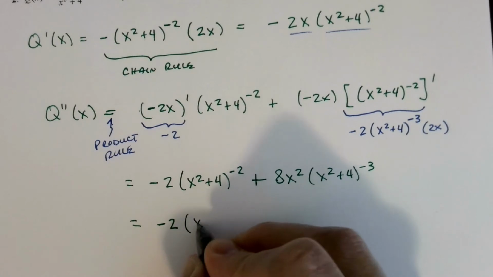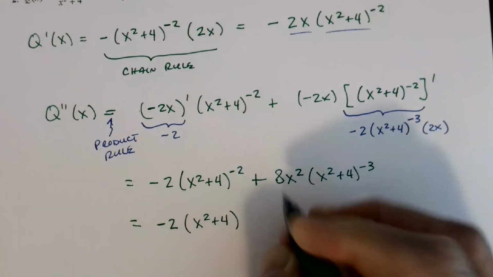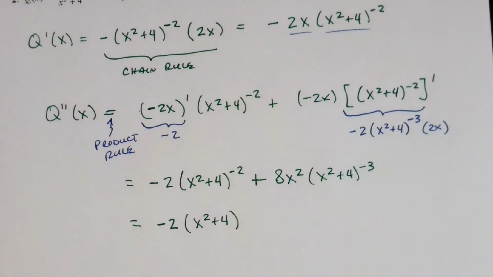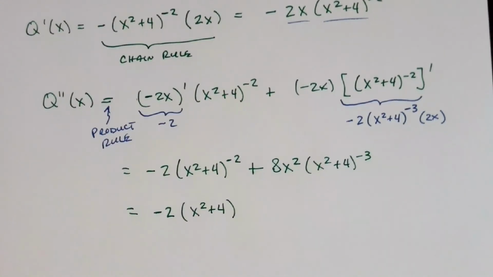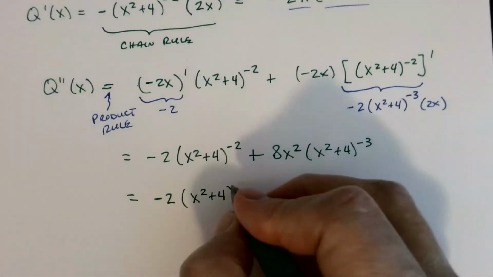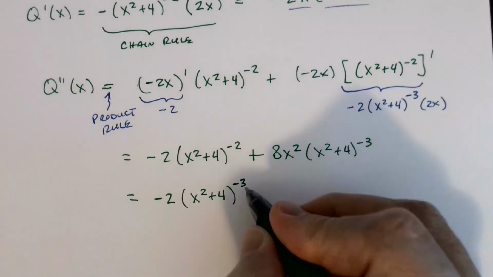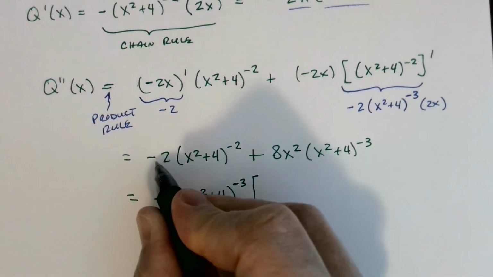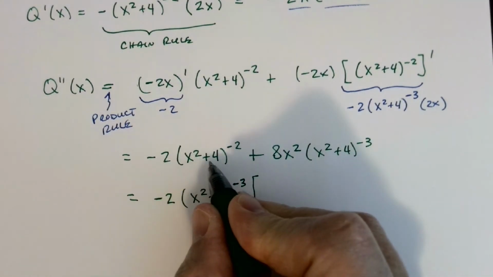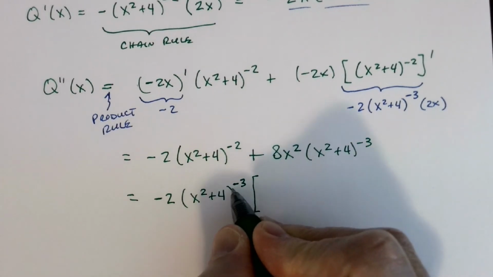What do I factor out? x squared plus 4 to what power? Negative 2 or negative 3? What do we do? Remember, the smaller power is the best. Pull out negative 3. Okay, what's left? Pulled out the negative 2 from here. I pulled out x squared plus 4 to the negative 3.